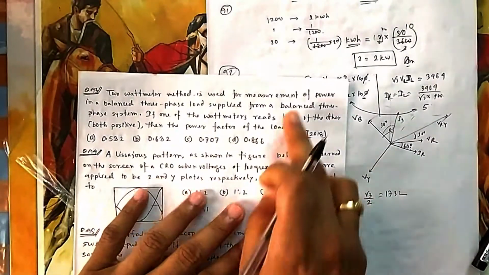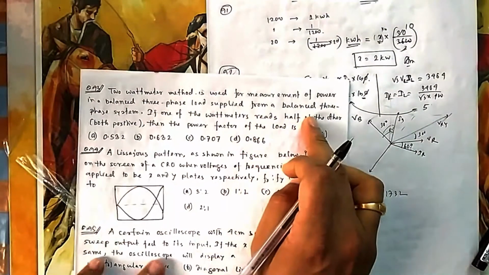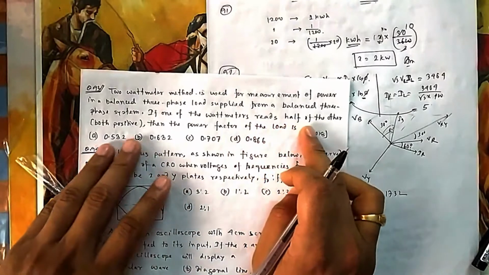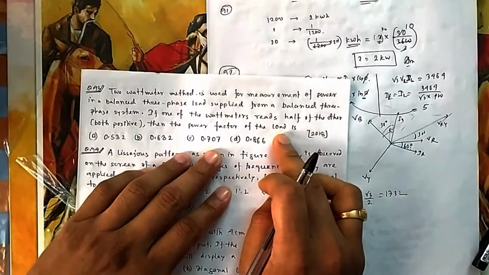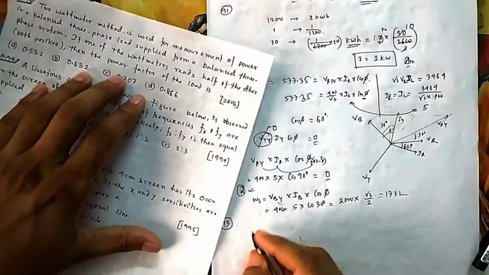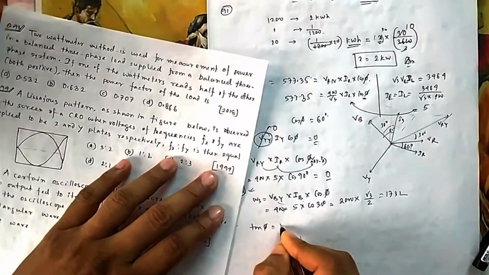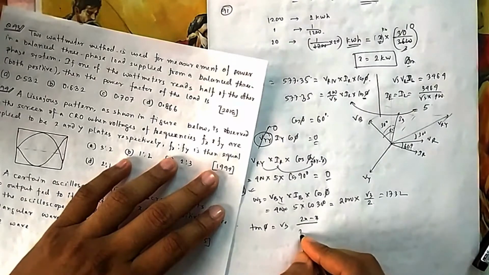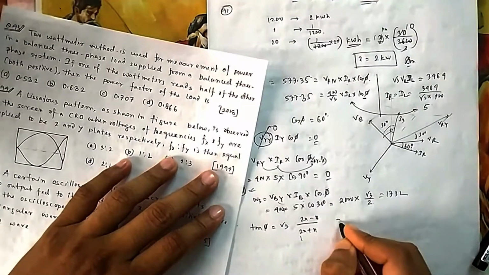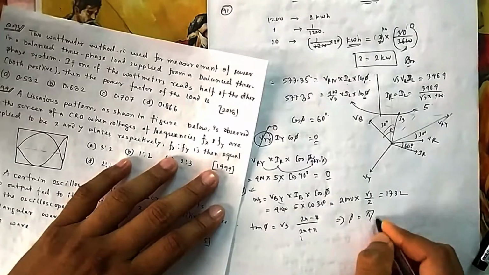Now if you come to 93, the 2 wattmeter method is used to measure power of a balanced load supplied from a balanced source. If one of the wattmeter reads half of the other, both positive, then the power factor. So we have done this type of X and 2X, so you can do it again. Tan phi is equal to root 3 times (2x minus x) over (2x plus x). If you consider one is x, then another one will be 2x. If you solve it, your phi is equal to pi by 6.